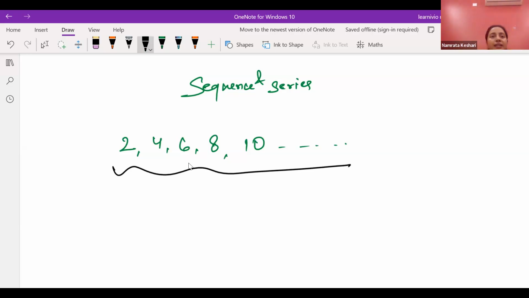A sequence can be of any type. Here we will be discussing a special type of sequence, basically the arithmetic sequence, the arithmetic progression again, and we will also be discussing geometric progression.